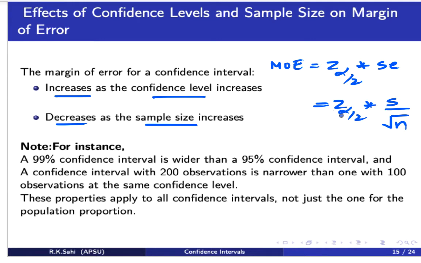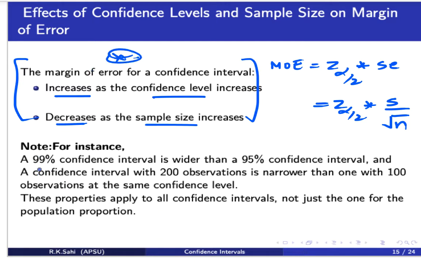So if alpha increases, the margin of error increases. Both of them have a direct relationship. Whereas n is in the denominator, so if n increases, the margin of error will decrease. So they are going in opposite directions. That's an inverse relationship. So this is very, very important, guys.